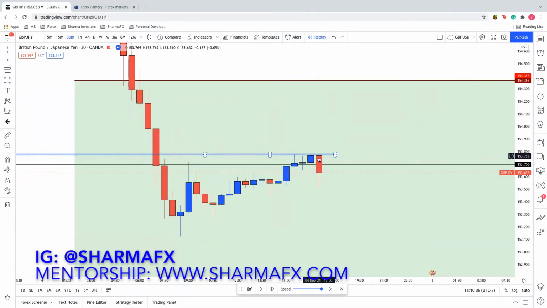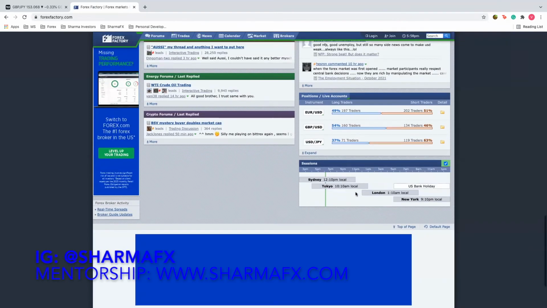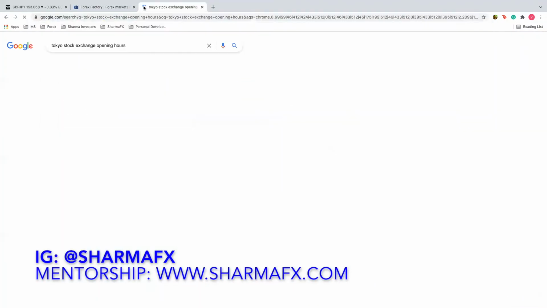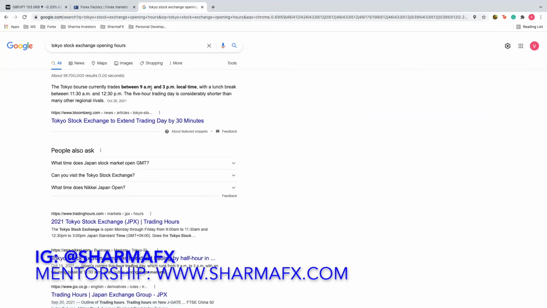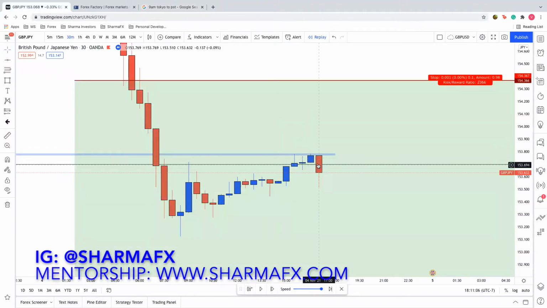So when this candle right here, and this was the Tokyo Stock Exchange open. If you guys are struggling with the timings as well, you can go onto Forex Factory and then scroll all the way down. So Tokyo opens up at 4, right? And then you can look up Tokyo Stock Exchange opening hours. It opens up at 9 a.m. local time, which is 5 p.m. on Friday. So this candle is when the Tokyo Stock Exchange opened up, right? So that's where the seller's pressure started coming in.